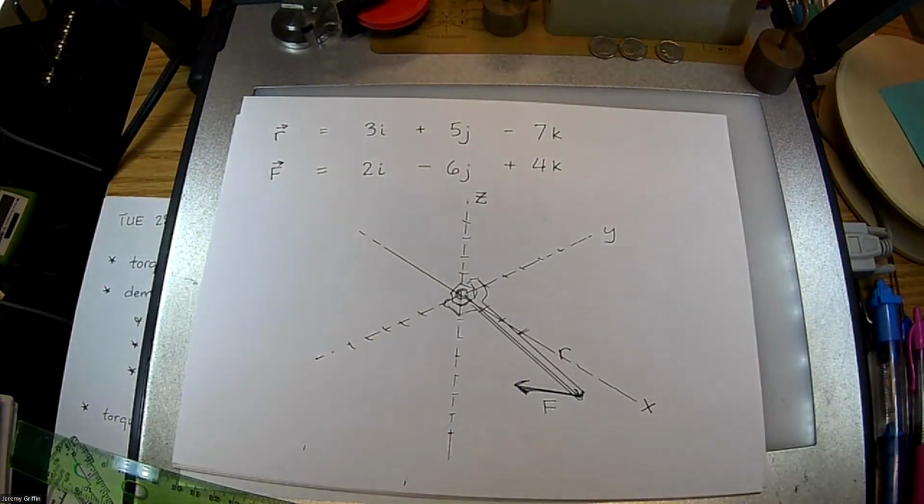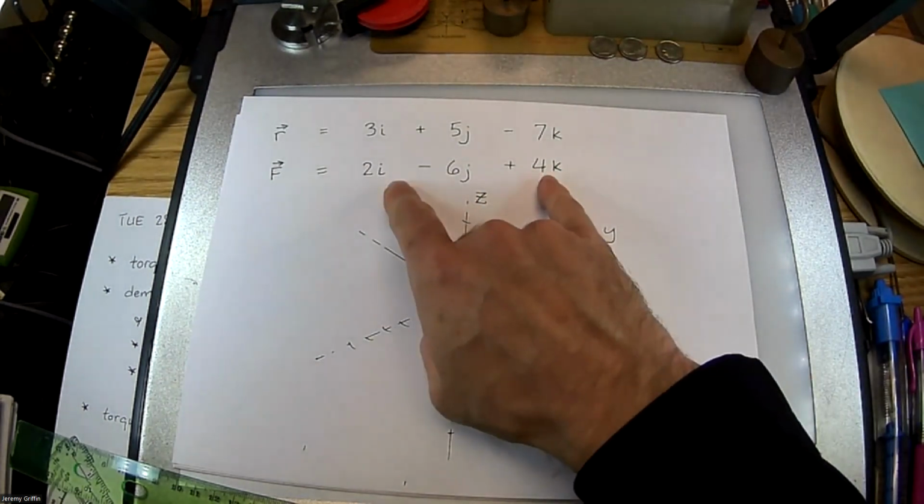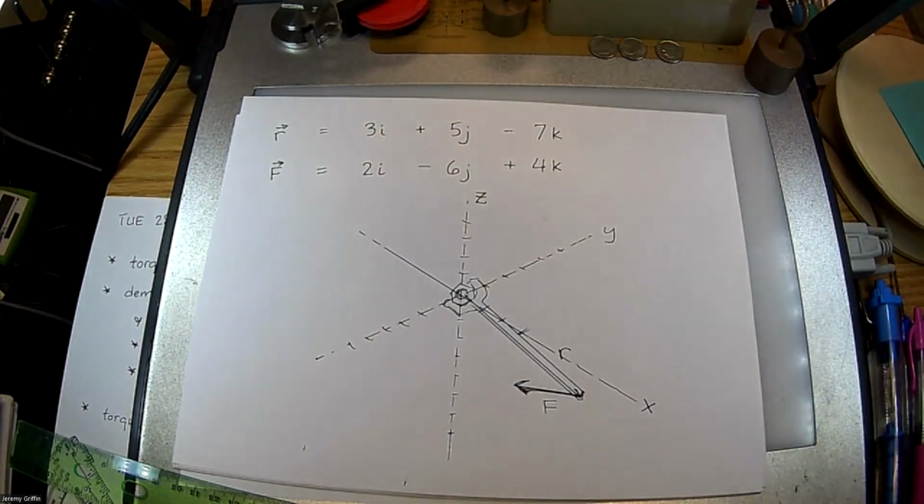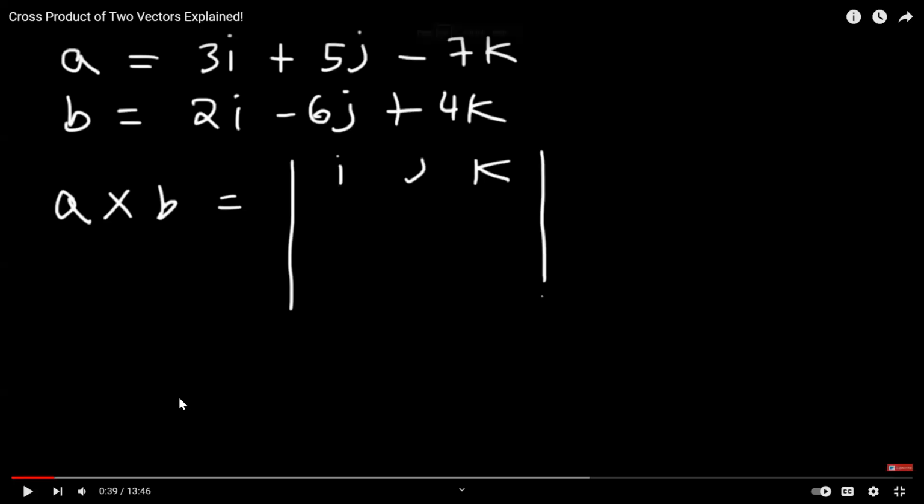Okay. So how can I mathematically determine exactly what that torque is going to be? Well, that'd be the cross product of these two vectors. You can only take cross products of two vectors. They both have to have an associated direction. And the resulting vector from that is also a vector, right? It has a direction associated with that.